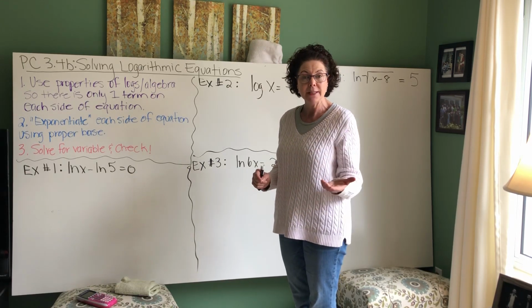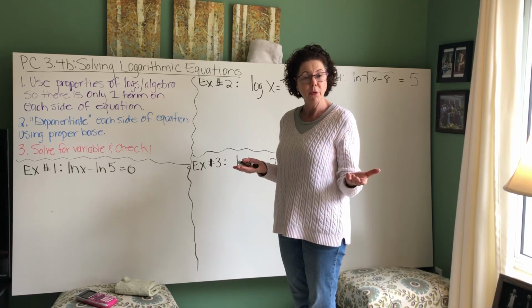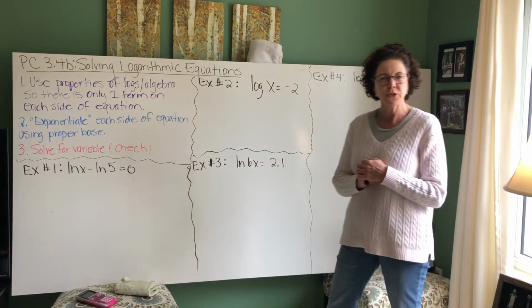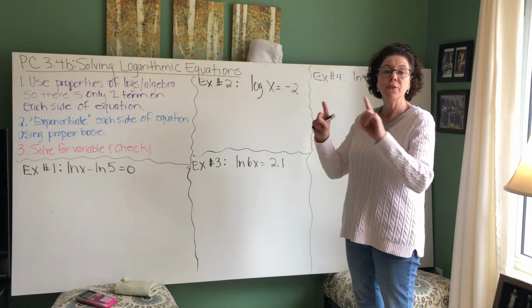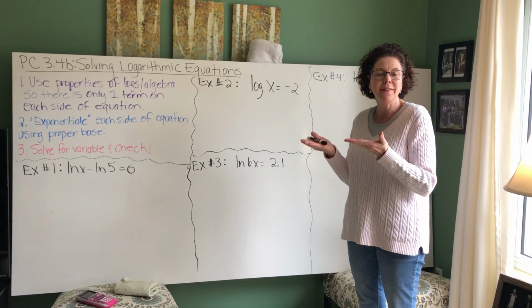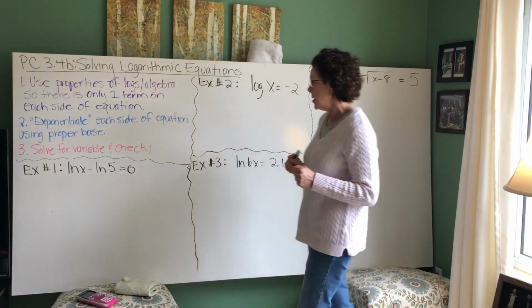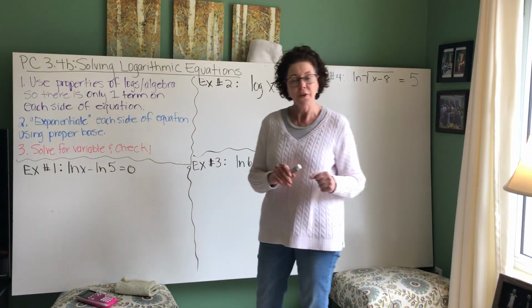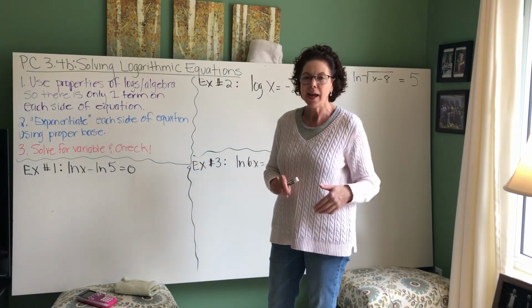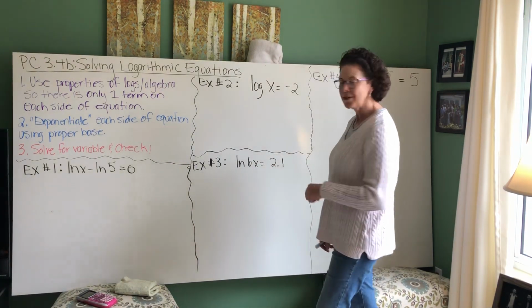It is the opposite of, in 3.4a, we solved exponential equations and we brought those exponents down. Now we're bringing the sides of the equation up. Then we're going to solve for the variable and check. We're not going to check today to save board space. We're going to assume we're right.